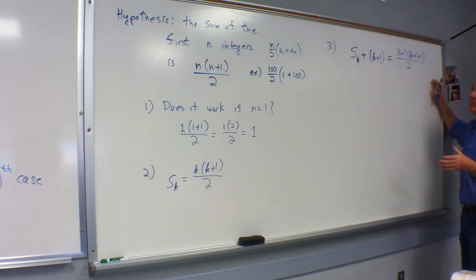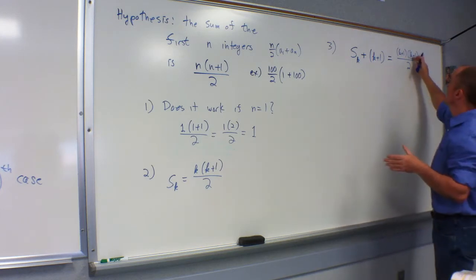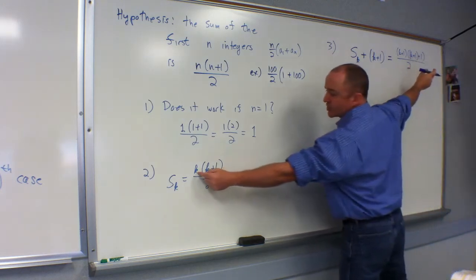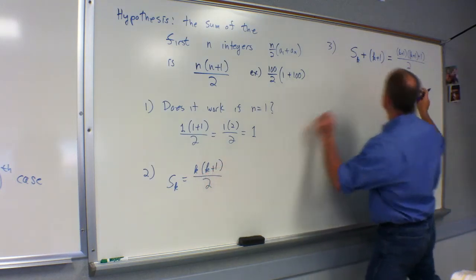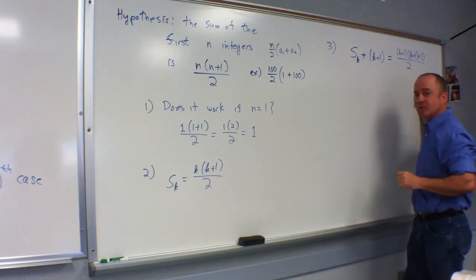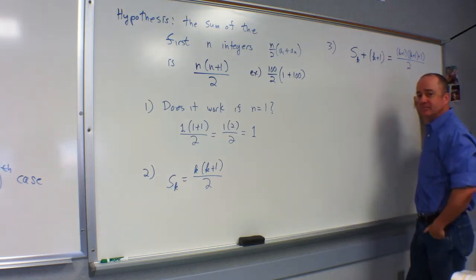Wait, is it k inside the... That's a k plus 1 inside these parentheses. Everywhere there's a k here, this k and this k, I put k plus 1 in on the right side of my equation. Okay.